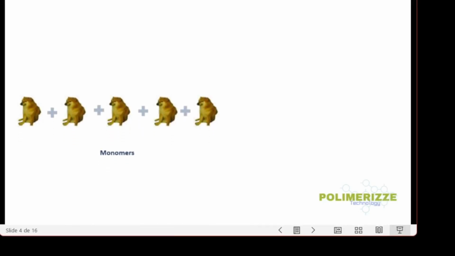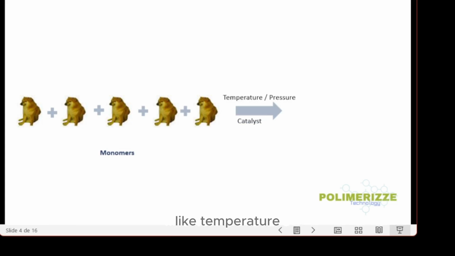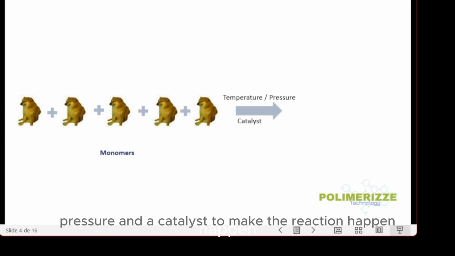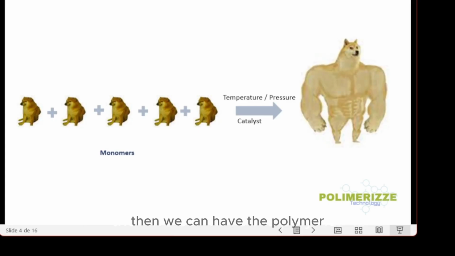So we mentioned that to produce the polymers, we need the monomers. To make them turn into a polymer, we need a reactor and some specific conditions like temperature, pressure, and a catalyst to make the reaction happen. Then, after all that industrial processing and complex equipment, we can have the polymer.